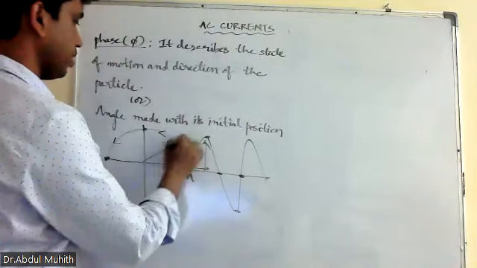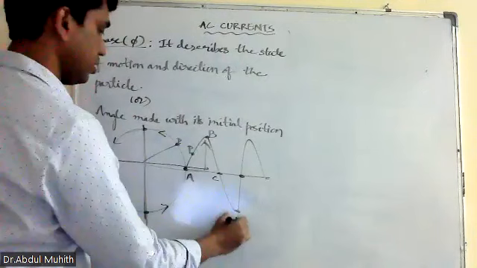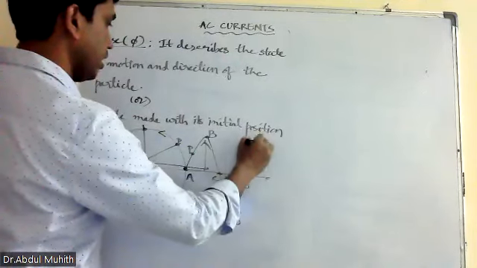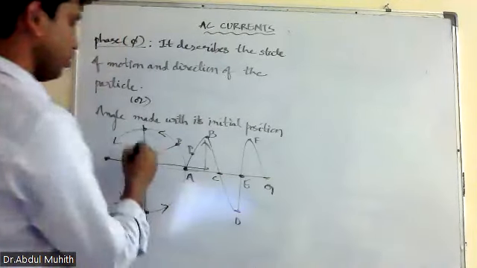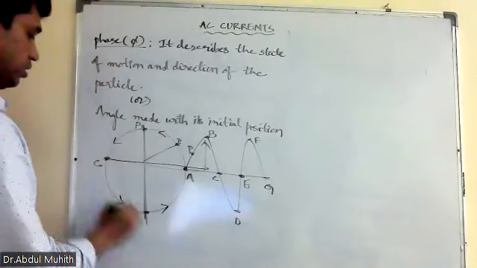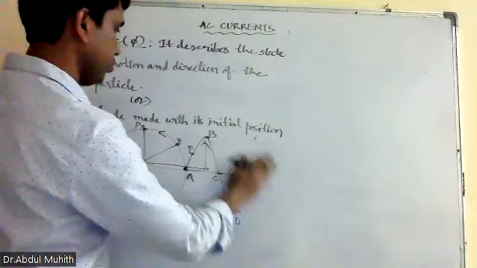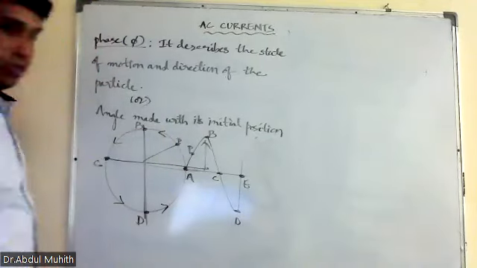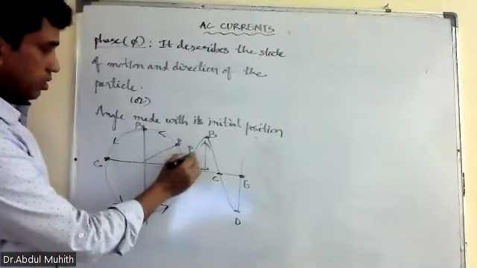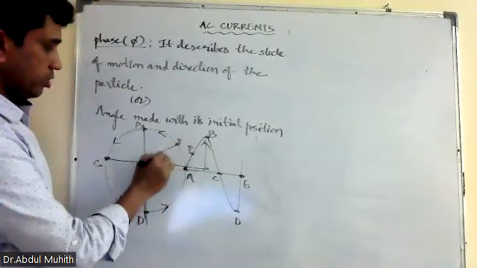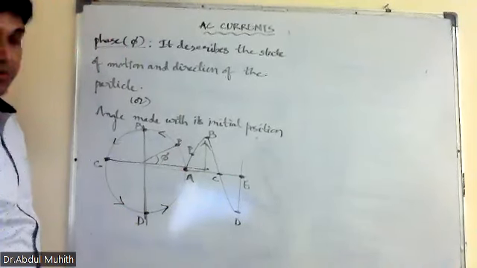So this is P, then B, C, D, E, F, and G. Same. This is B, this is C, this is D. This is not required also, only E. So when the particle is at P, here it will be described here. So this angle is said to be phi, the phase angle.